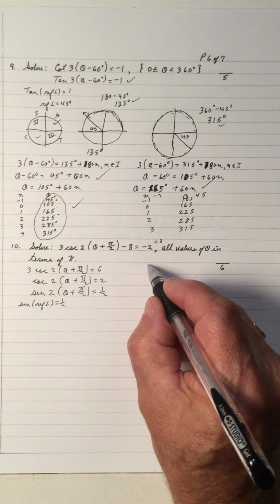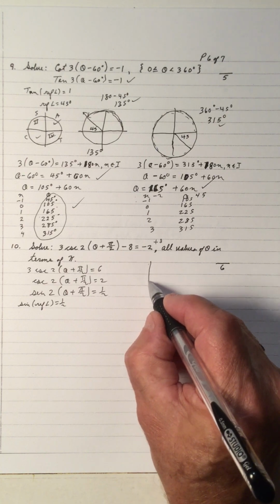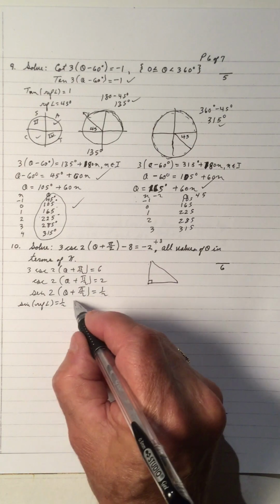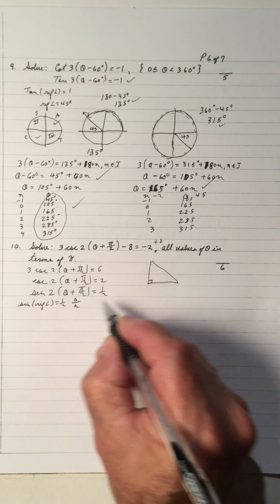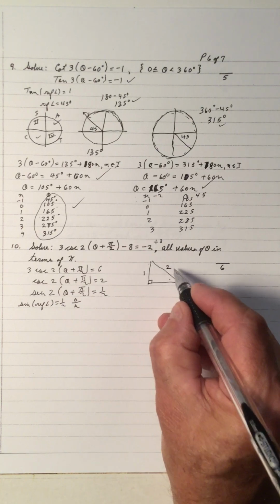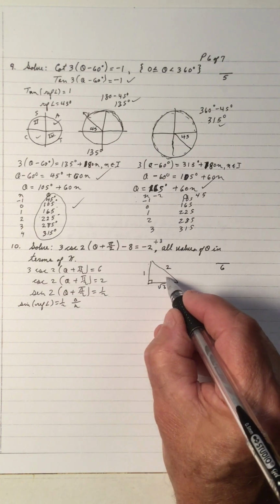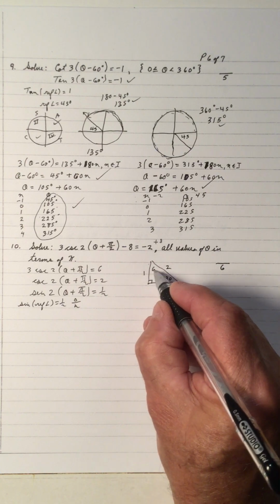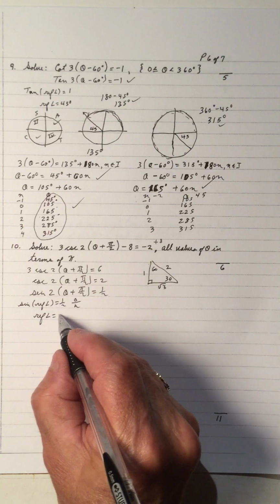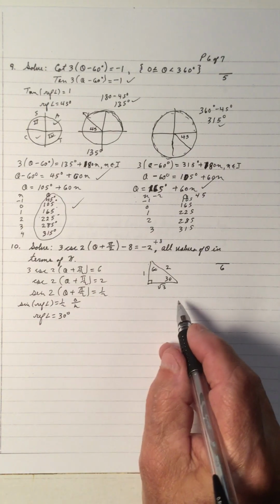So if we have a right triangle where sine is a half, sine is opposite over hypotenuse. If we take this angle here, opposite is 1, hypotenuse is 2, so the other side is root 3. That means this is a 30 and that's a 60. So the reference angle is 30 degrees.